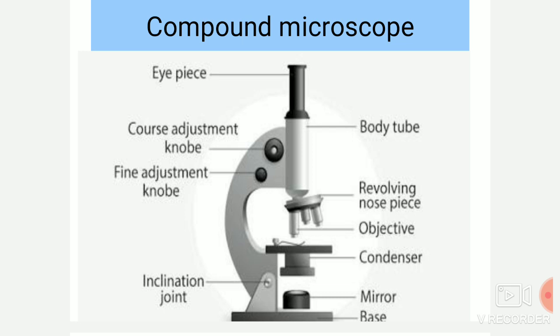Condenser: this condenser has a lens, the objective also has a lens. Okay, the revolving nose piece. There are three objective lenses. We use the lens according to its power and according to the organism or the cell we have to observe. So it can be rotated, so it revolves.